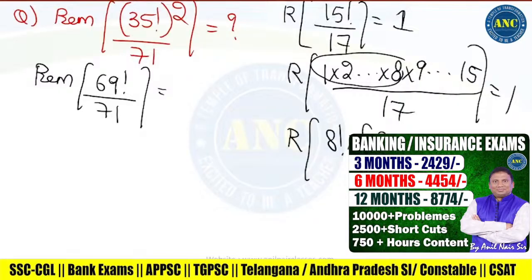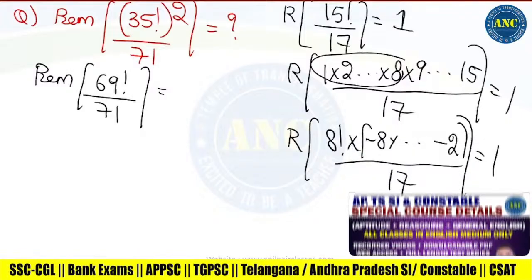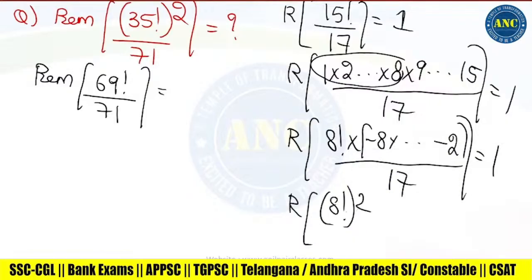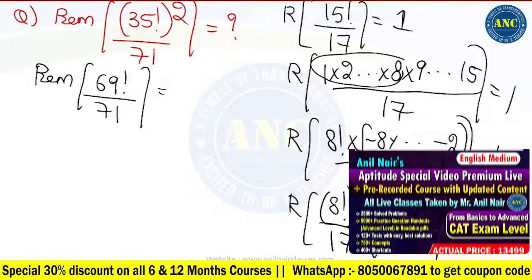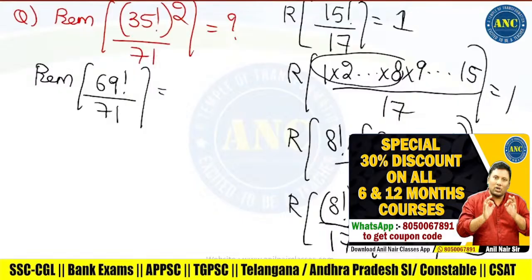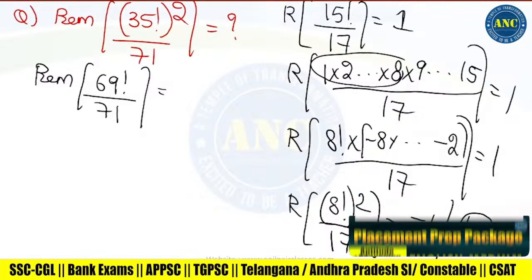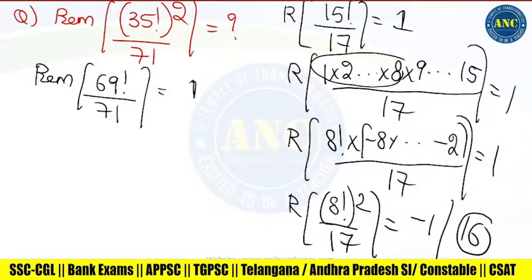9 by 17 is minus 8 and so on up to minus 2, divided by 17, equivalent to 1. These 2 to 8 give a negative, so 8 factorial whole square divided by 17 is minus 1. 17 minus 1 is 16. From 15 factorial by 17, you can derive 8 factorial whole square by 17. Calculations, please don't make any mistake. If I make any calculation mistake, please correct it yourself. These are nothing but 1.